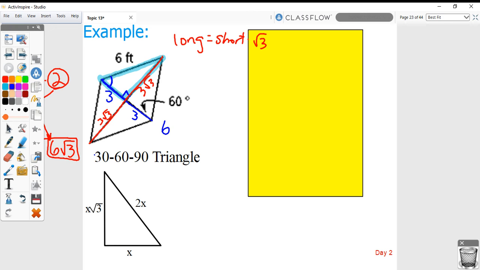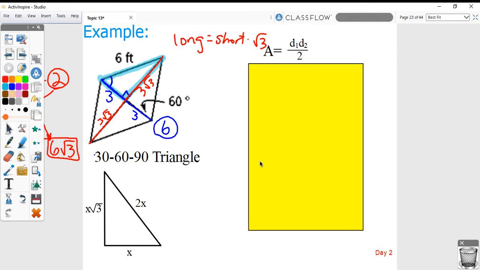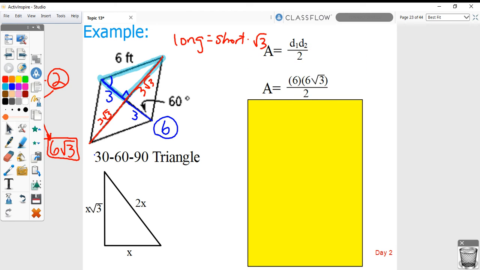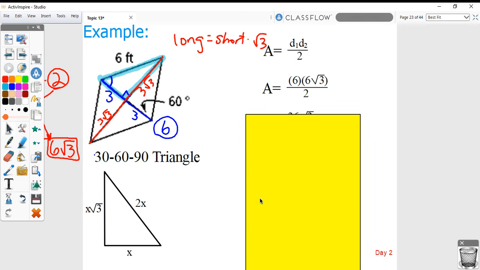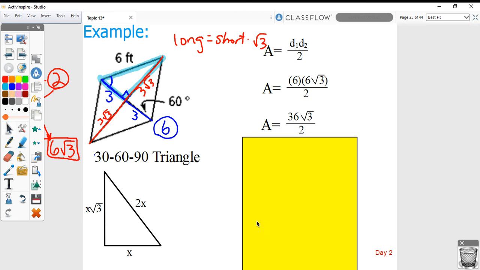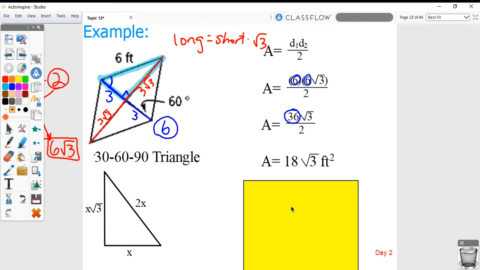Our entire blue length we already knew was 6, and those are the things that we're going to multiply together. Diagonal 1 times diagonal 2 is 6 times 6 square root 3. Once again, you multiply the things that are outside of the radical. 6 times 6 gives us 36, and we leave that radical alone. Again, we deal with the things outside of the radical. 36 divided by 2 gives us 18. We leave the radical alone. That's how we get to our final answer of 18 square root of 3.